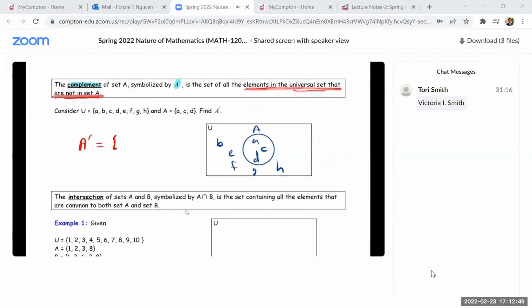Everything in the universal set that's not in A. So what do we have? B, E, F, G, and H? Yeah, exactly right. It's everything that's outside of A. Outside of A would be B, E, F, G, and H. So that's how you find complements. It's everything outside of the set A.